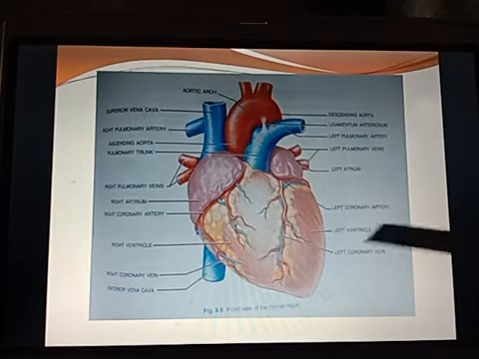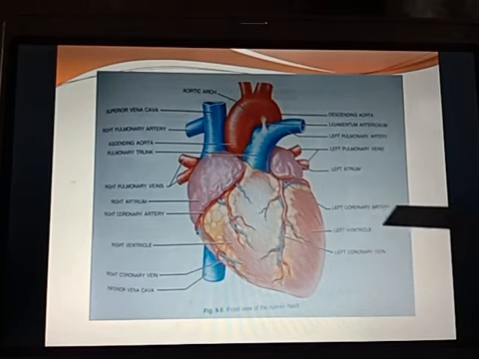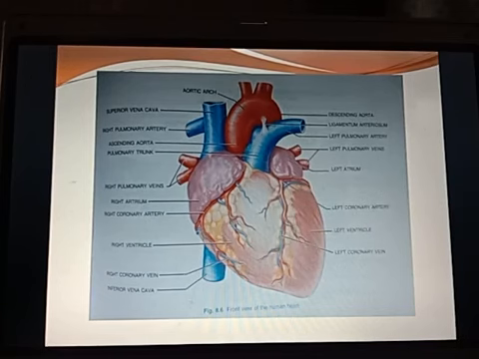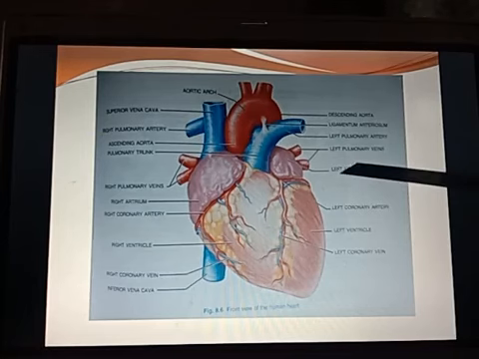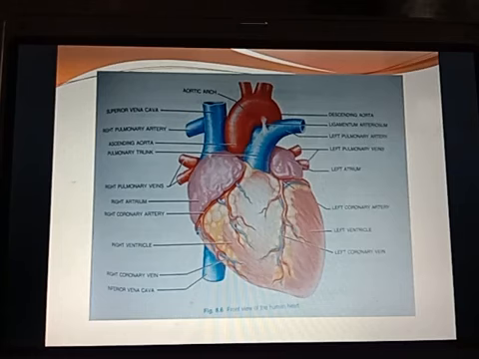Then you can see the various blood vessels that are originating and that are entering the heart. You can see here the left coronary vein and the left coronary artery. The left coronary artery will supply the blood to the heart. The vein will collect the deoxygenated blood from the heart. You can see here the pulmonary veins. Usually we know that all the veins carry deoxygenated blood, but in our body only one exception vein is there, that is the pulmonary vein, which carries oxygenated blood. It brings oxygenated blood from the lungs to the heart.